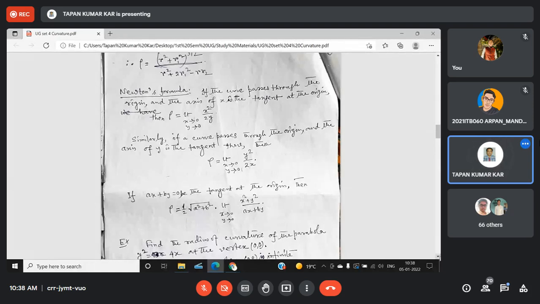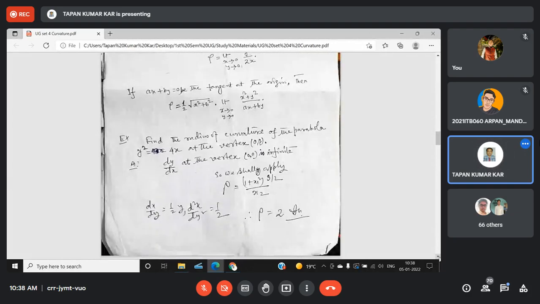Okay, let us take some examples. Look at this simple example. Find the radius of curvature of the parabola y square equal to 4x at the vertex.